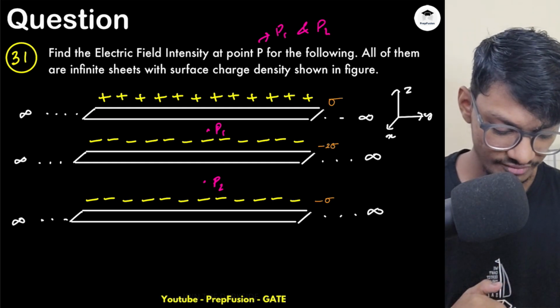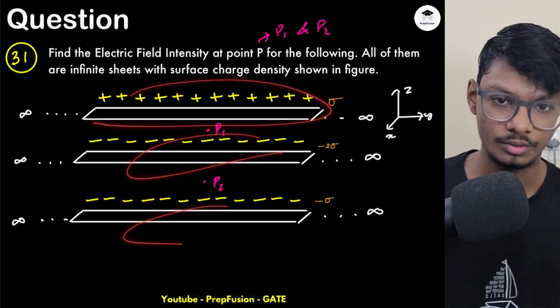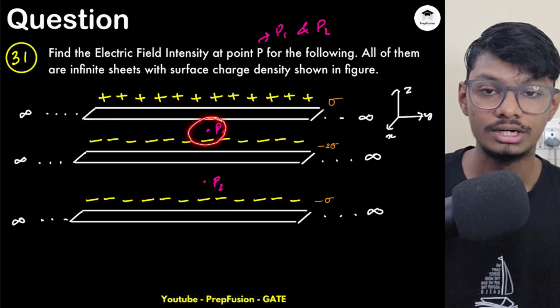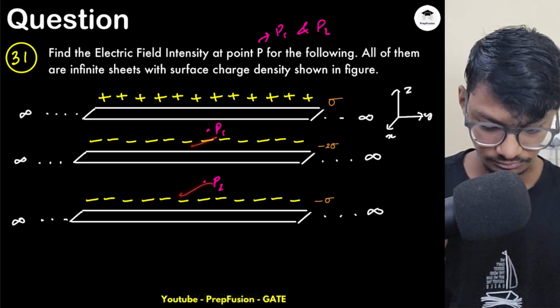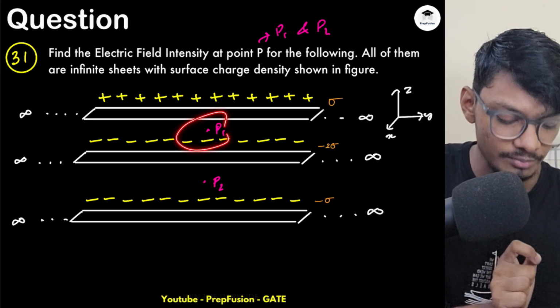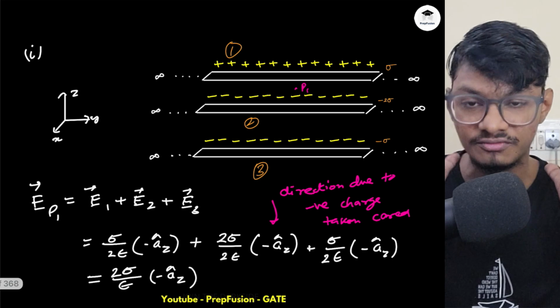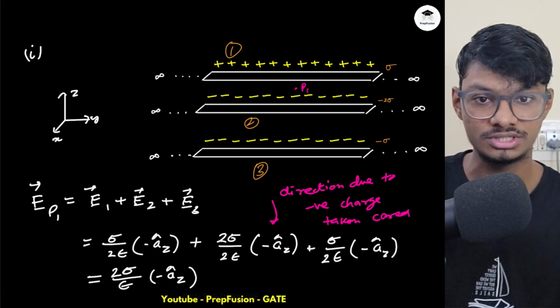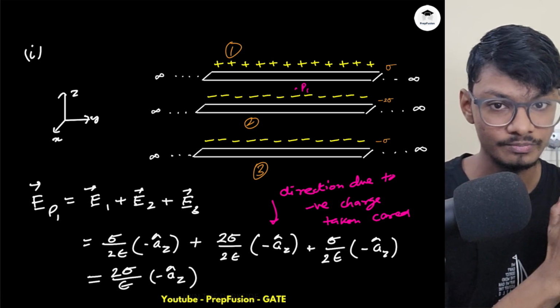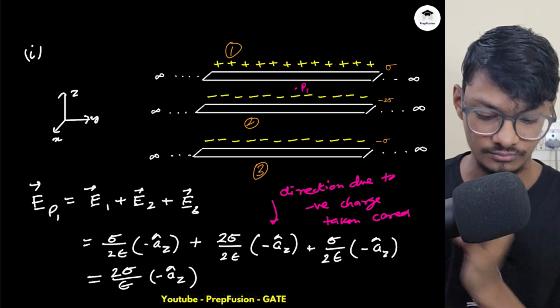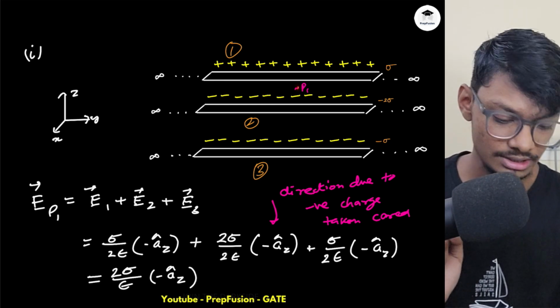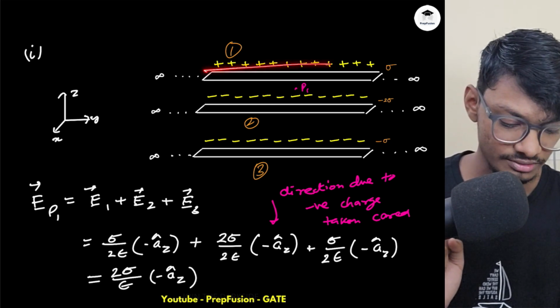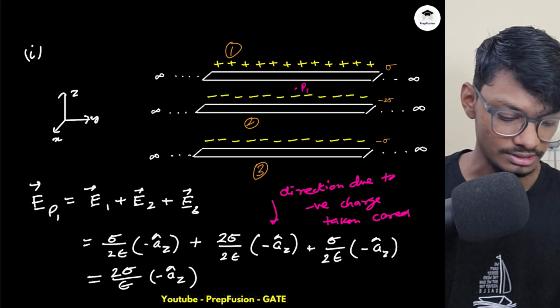So we have infinite sheets at particular locations and I have to find the electric field intensity at points P1 and P2. Now if I want to find it at point P1, just the crux of electric field intensity or the force due to charges is you write the magnitude, you write the direction separately. Here I have a positive surface charge density. This is negative, this is positive.